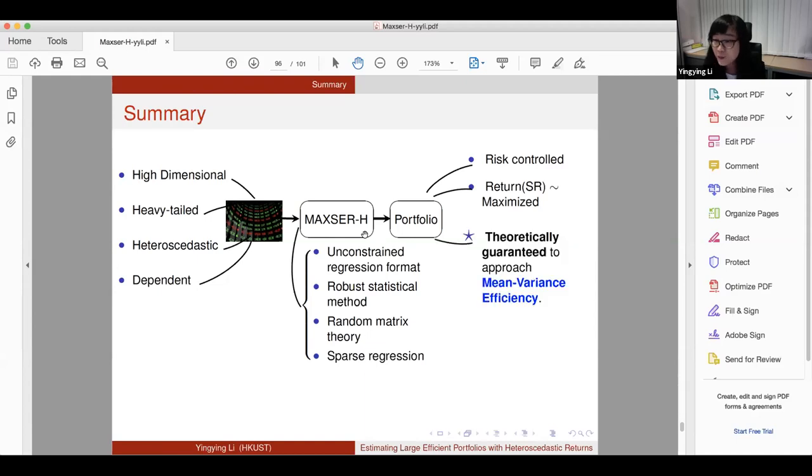And indeed, more importantly, it has a theoretical guarantee to approach mean variance efficiency.